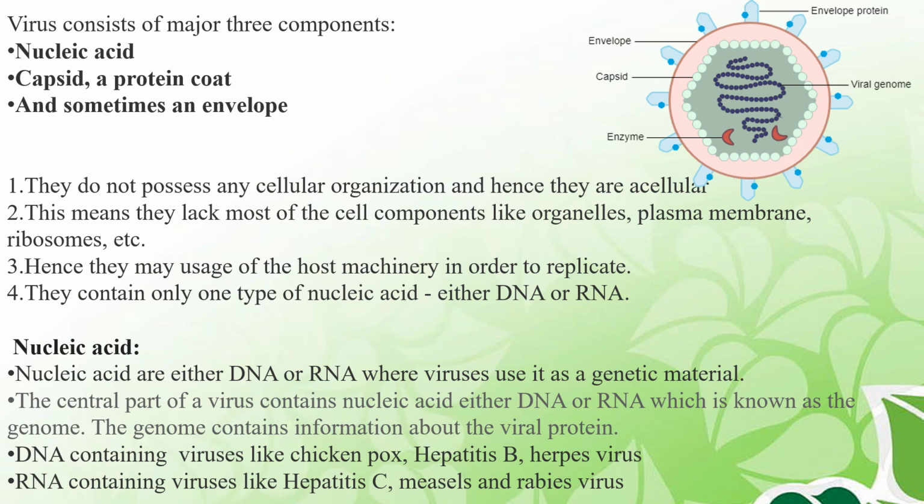Let's talk about the nucleic acid. It contains only one, DNA or RNA. The central part of the virus contains the nucleic acid. If you see the picture, the central part is the viral genome, which can be either RNA or DNA type. It carries the information for making viral proteins. The DNA containing viruses include chickenpox, hepatitis B and herpes virus, and RNA viruses include hepatitis C, measles and rabies.